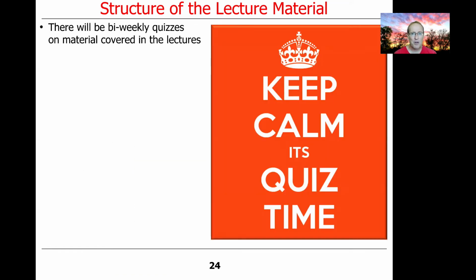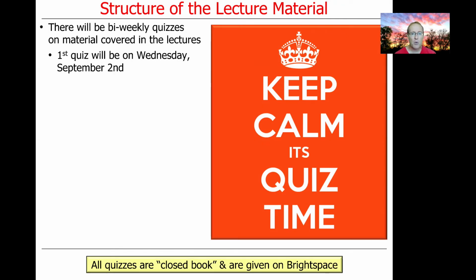Little recap, there's bi-weekly quizzes on the material we cover in the lecture. The first quiz will be on Wednesday, September 2nd, so that's a week from this Wednesday. The quizzes will be done online in Brightspace, they're closed book, and so it's not just copy and paste and go back and read the notes, the quizzes will often contain program snippets where I will say something like, here's code that doesn't work. Please explain why and describe how to fix it.